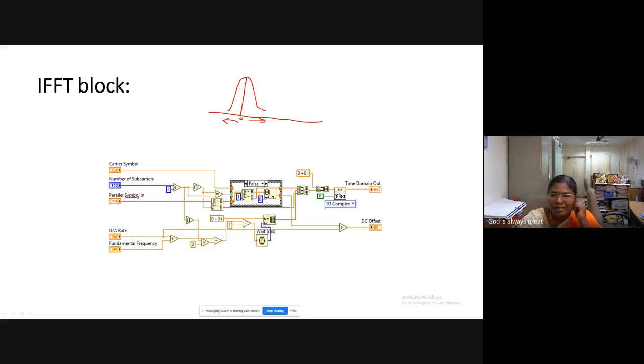So from here, you just pick up the time domain output as well as the DC offset. How much DC is being introduced, that offset is also calculated and given. This DC offset will be utilized at the receiver end to cancel off this DC offset and view your signals. This is the main VI. The main VI here is how you are going to prepare your IFFT block.